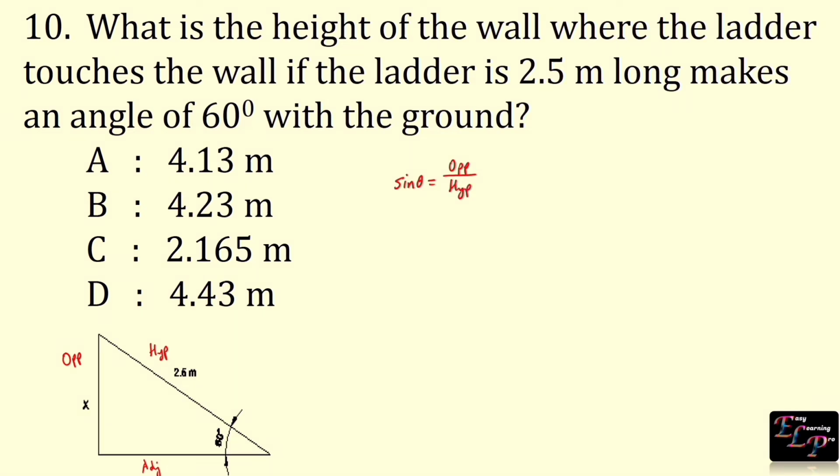Here the angle is given as 60 degree. So sin 60 is equal to opposite side is x, hypotenuse is 2.5. Value of sin 60 is root 3 divided by 2 is equal to x divided by 2.5. So x is equal to root 3 into 2.5 divided by 2. It is equal to 2.165. So the answer is option C.